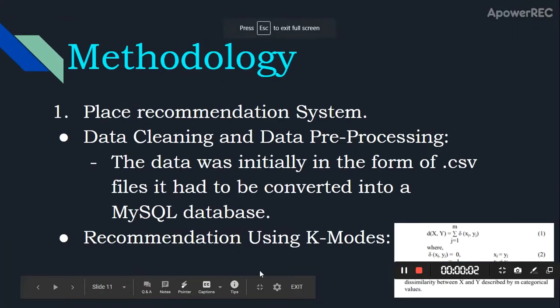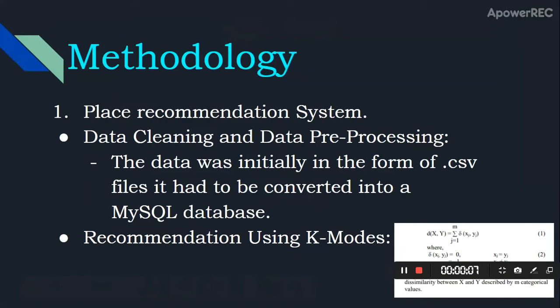As we have already seen how a user interfaces with our expert system, we'll see the methodology that the expert system uses. The first part here is the place recommendation system. As we know, the system consists of a MySQL database, a web server, and a front-end application. The process that takes place is data cleaning and data pre-processing.